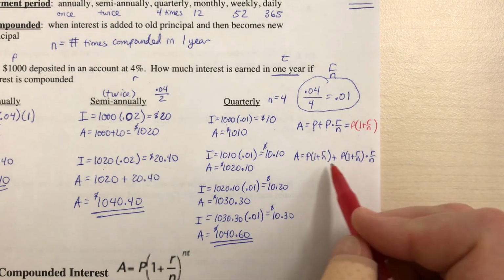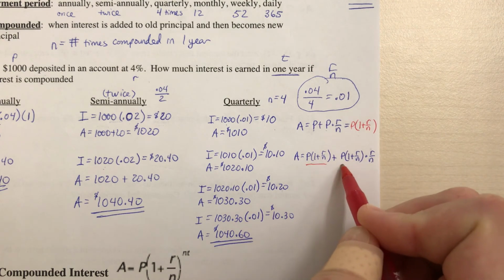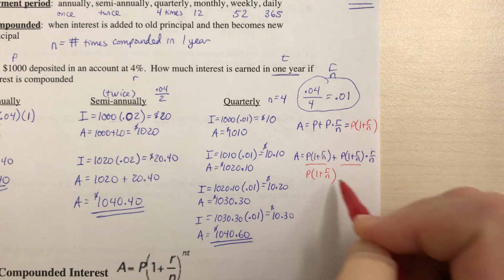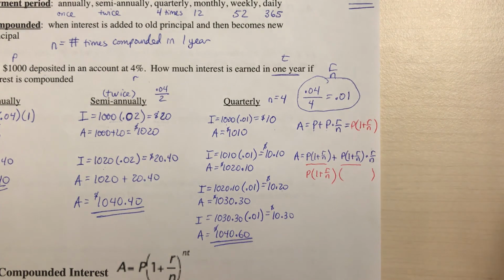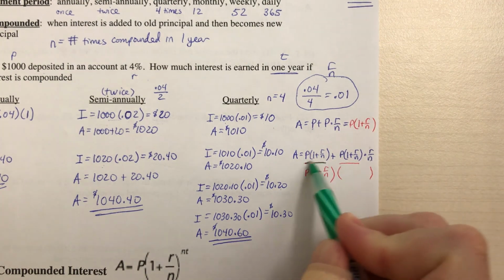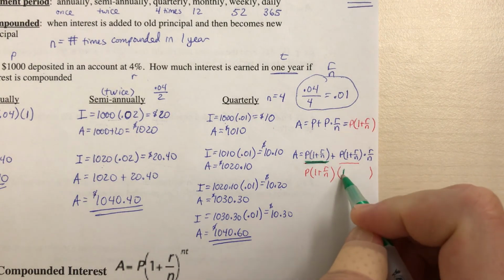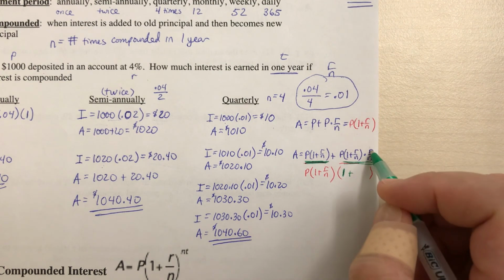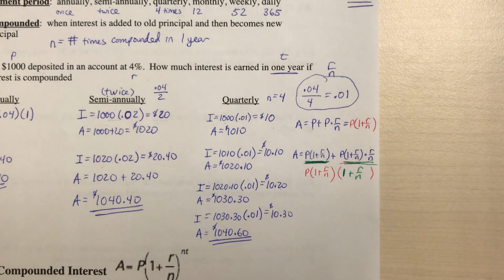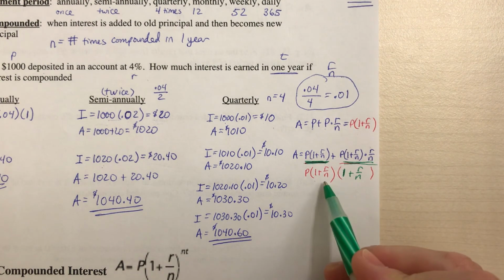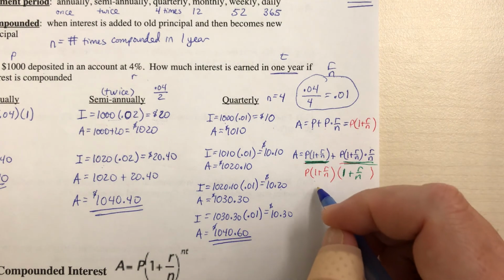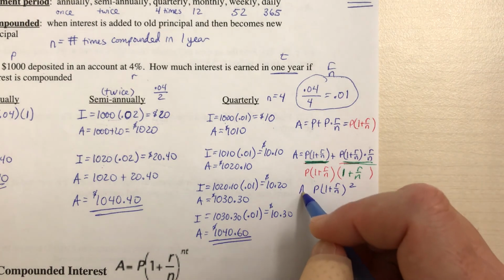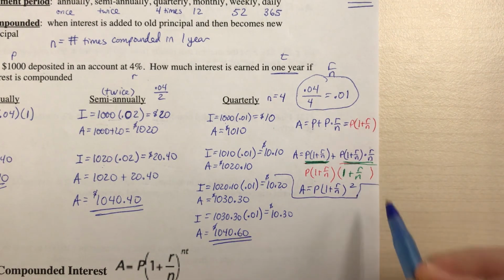Now, this is getting a little sloppy, but notice that both of these terms have the same P times 1 plus r over n. So if I factor that out, in the first term, I factor out the whole thing, that just leaves us 1. And in the second term, it's going to leave us with the r over n. And so notice that I have the same parentheses multiplying each other. So that is P times 1 plus r over n squared. That is the new amount.